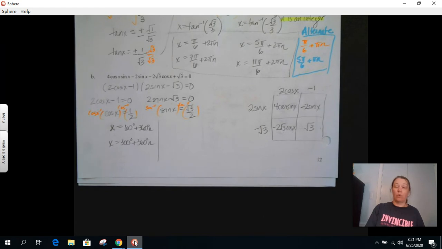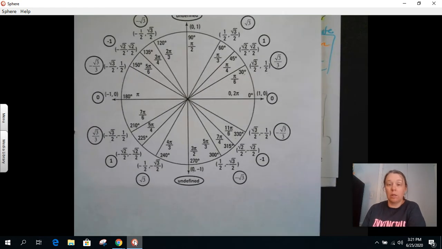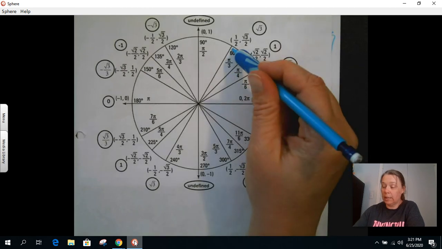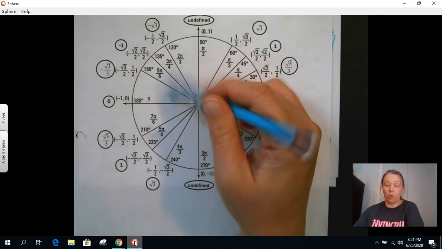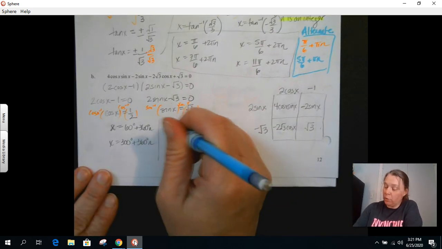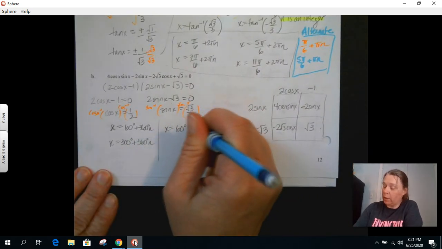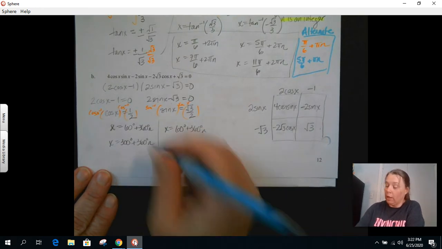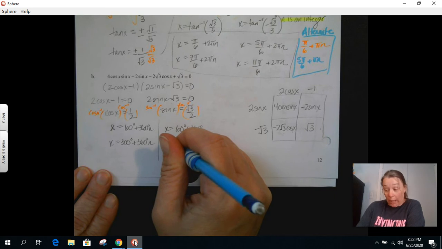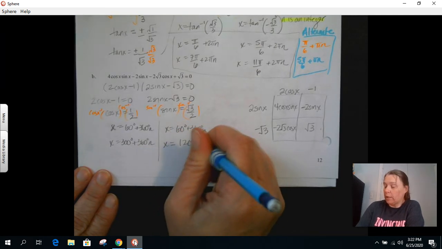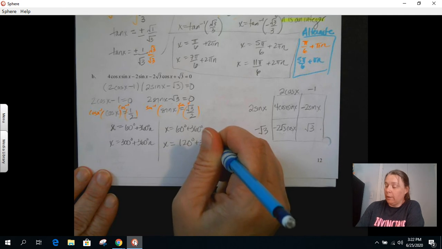Okay, sine is root 3 over 2. So at what angles are my y values root 3 over 2? So I see that here at 60, and then again at 120. So this has a repeat solution. Really, I don't need to include it. Again, it's already there, right? Don't technically need that. You could include it if you wanted to, you don't have to include it. And then 120 plus 360 n.